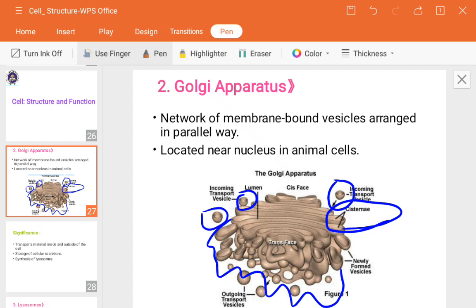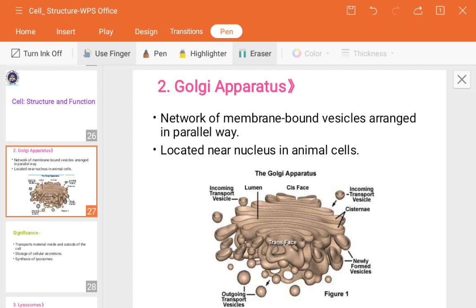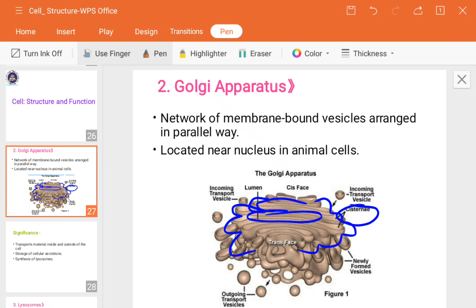Now, what are the parts of the Golgi apparatus? The first one is the vesicles. The next one is the cisterna, which is the ending portion of these tube structures. These are the ending structures of the tube like structure, called a cistern. It also has a lumen, the middle portion of the tube, which runs in a parallel way, and that is called the lumen.